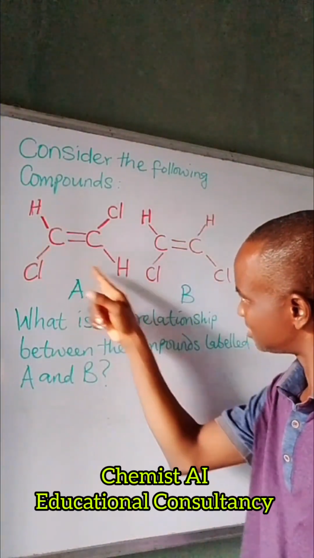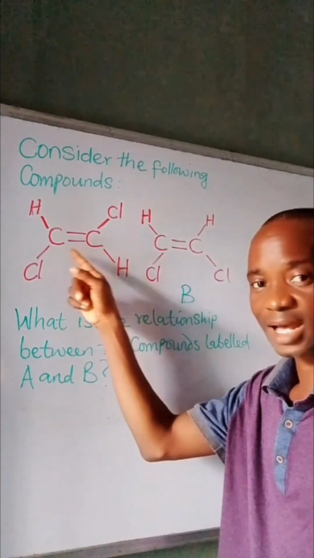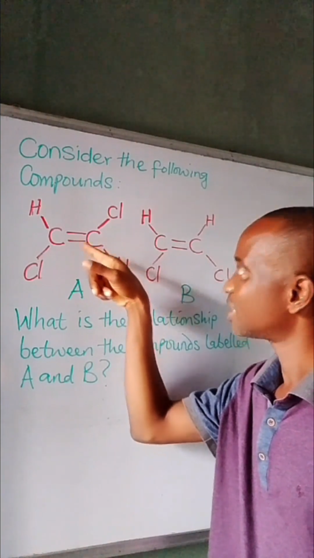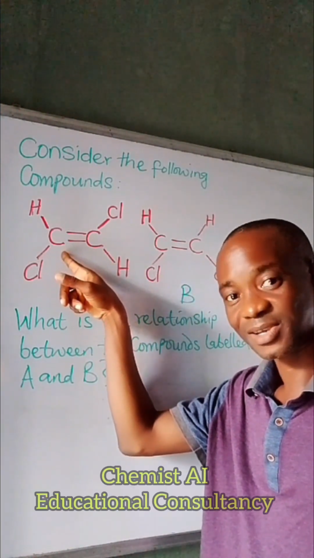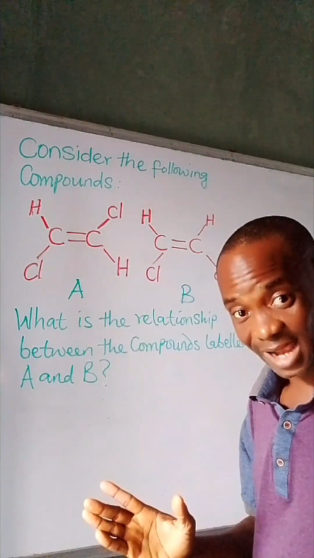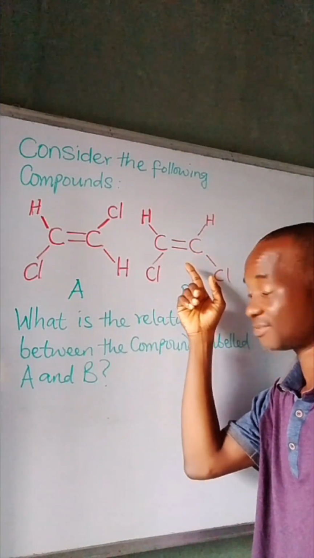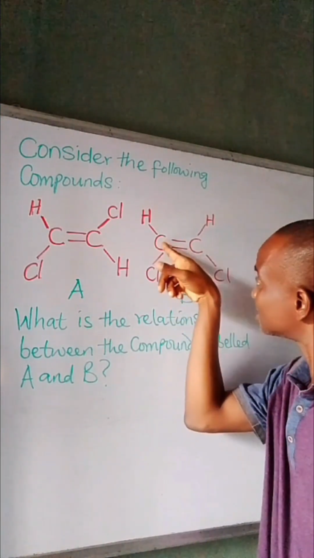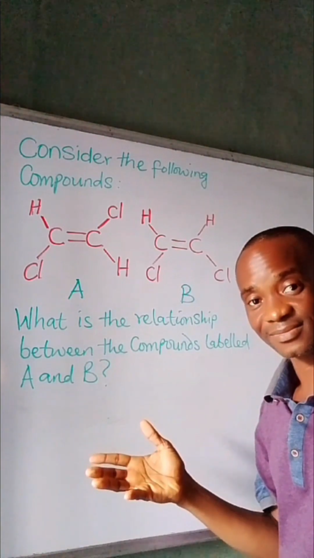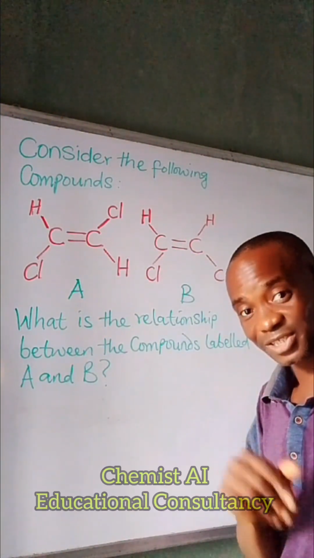If you look at these two compounds critically, you will see that they are the same thing. Two carbon atoms, ethene, two chlorine atoms attached to the first and second carbon atoms, meaning that this is 1,2-dichloroethene, right? Same thing here. Two carbon atoms with double bond, ethene. Two chlorine atoms attached to the first and second carbon atoms. And the name is 1,2-dichloroethene. So why would they write the same compound and ask you the relationship between the two?